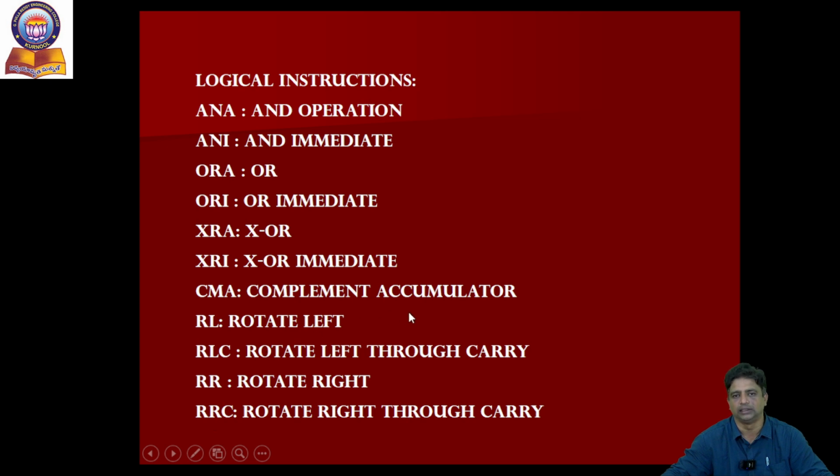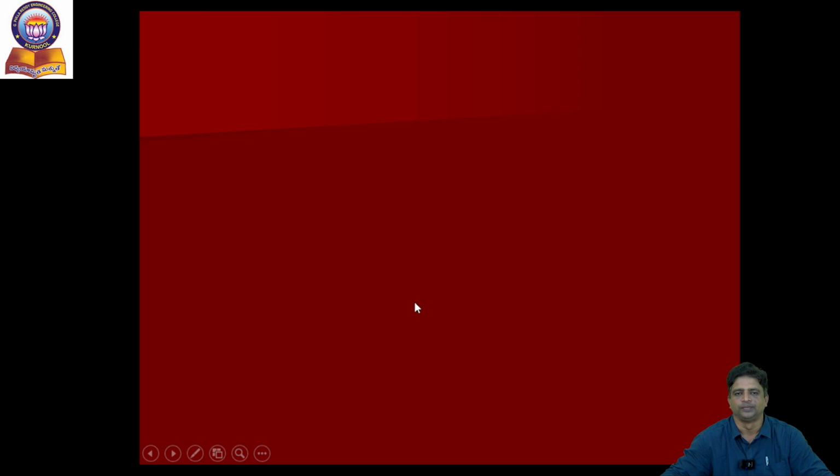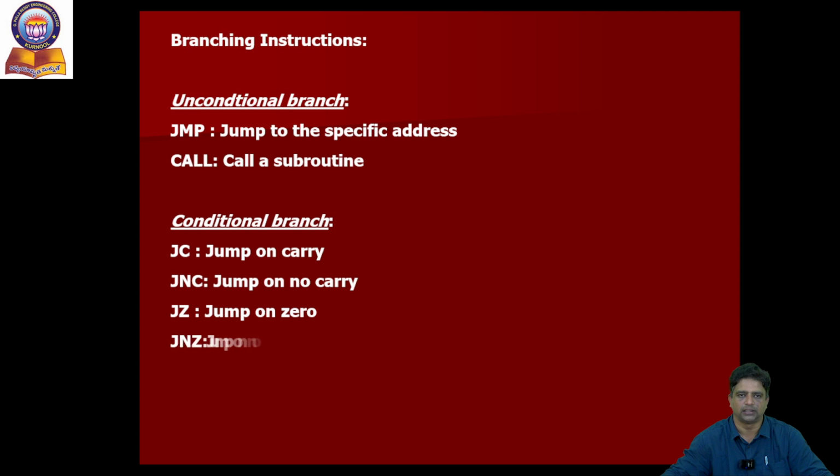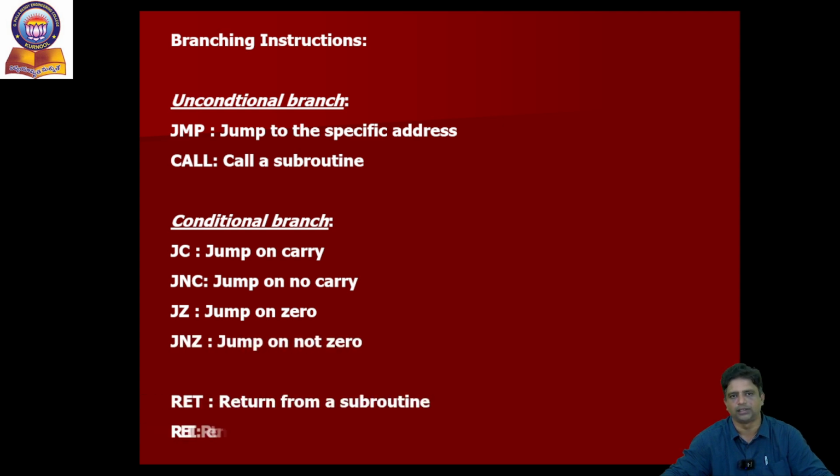Another interesting instruction here is CMA, complement the content of the accumulator. Branching instructions are again categorized as unconditional and conditional. Branching happens whenever the control of the program, or the flow of the program, is to be shifted from one place to another place.